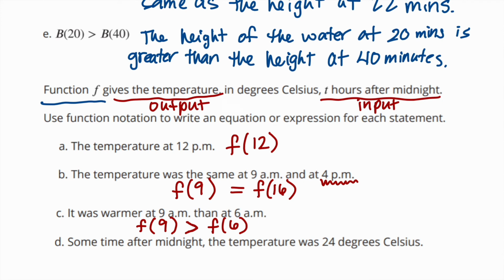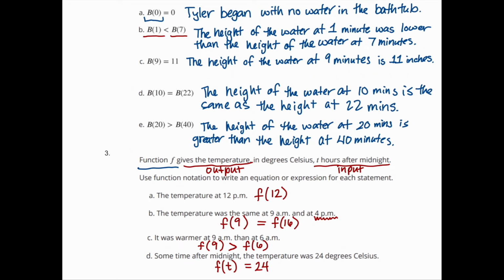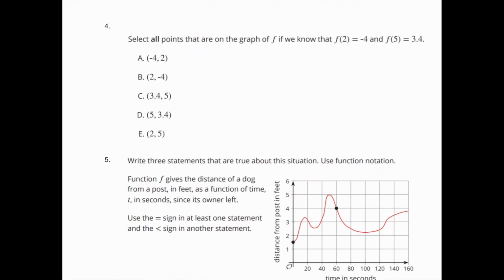So sometime after midnight, the temperature was 24 degrees Celsius. And we don't know what time, but we can use our variable to represent that. So we can say F of t, whichever time that is, so t hours after midnight, it's going to be equal to 24 as our degrees Celsius. So that's it for the front page. Let's flip to the next side.